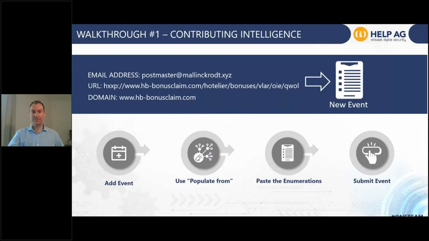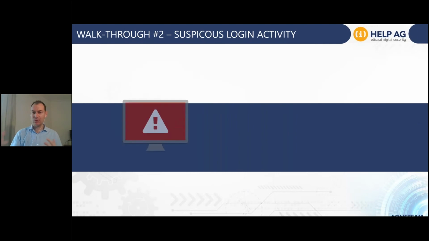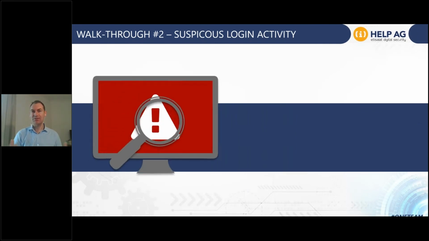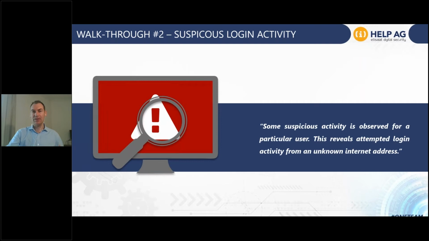Okay, let's go through our next walkthrough. So we've both consumed and contributed information about phishing emails to the platform. We're now going to look at another scenario related to suspicious login activity. Let's assume for a second that you've seen something suspicious, perhaps someone on leave that shouldn't be logging in, and the investigation or the review of that activity leads to observing activity from an unknown or unexpected internet address, perhaps somewhere outside of the UAE, for example, if your staff are here in the UAE.